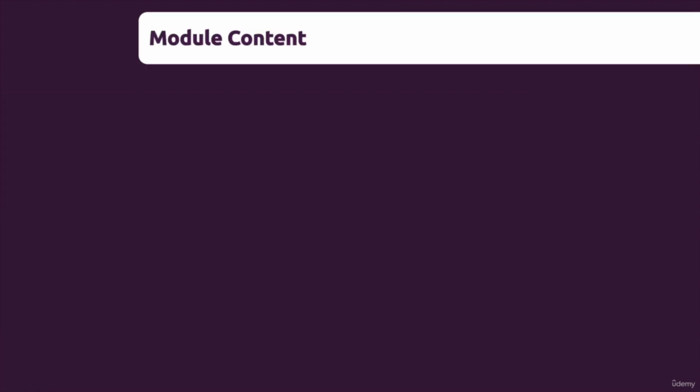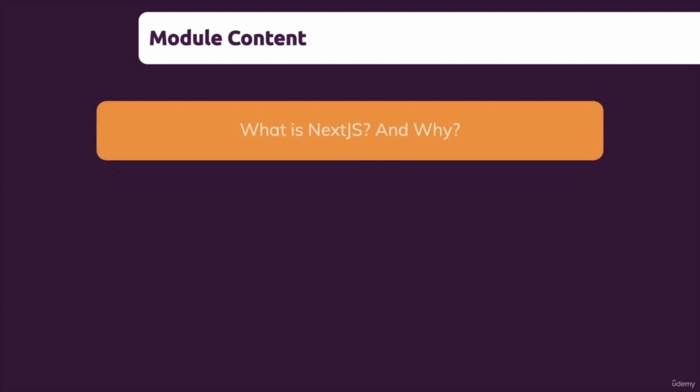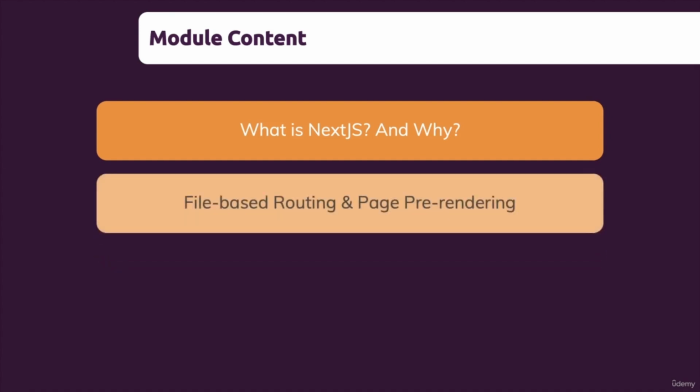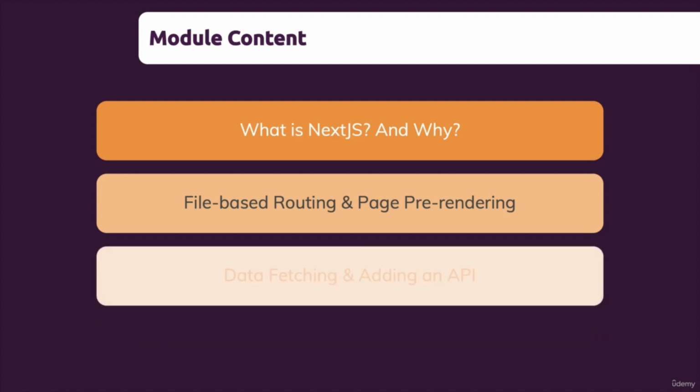Now, in this module, I will explain in depth what Next.js is and why you might want to consider using it, why just React.js might not be enough or might not give you everything you want. We're going to explore some of Next.js's key features, file-based routing and page pre-rendering, and I'll explain what that is. And we're also going to learn how we can build full-stack applications with Next.js by adding an API to our project and by adding data fetching to pre-render pages with data. We're going to learn all about that in depth in this module.